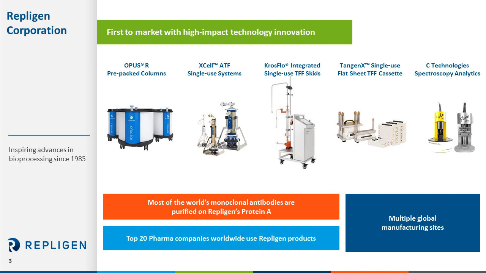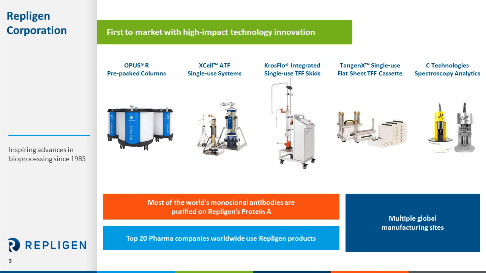Repligen has been around since the early 80s and entrenched in the bioprocessing industry since the mid-80s, and for many years focused on manufacturing recombinant protein A. And this business was a contract manufacturing business, which is still a critical business for Repligen.